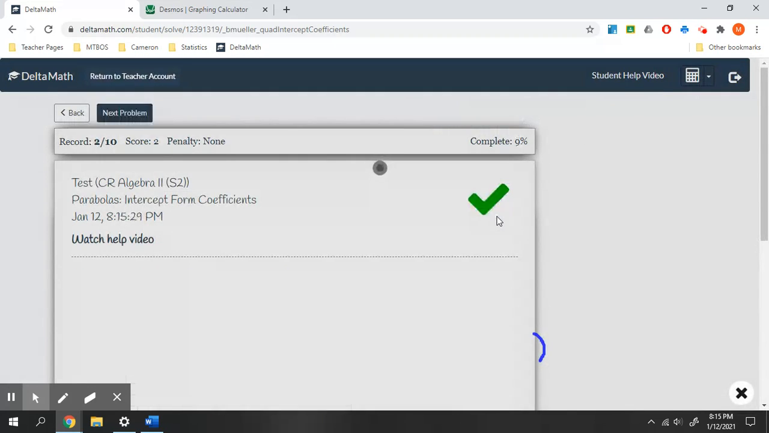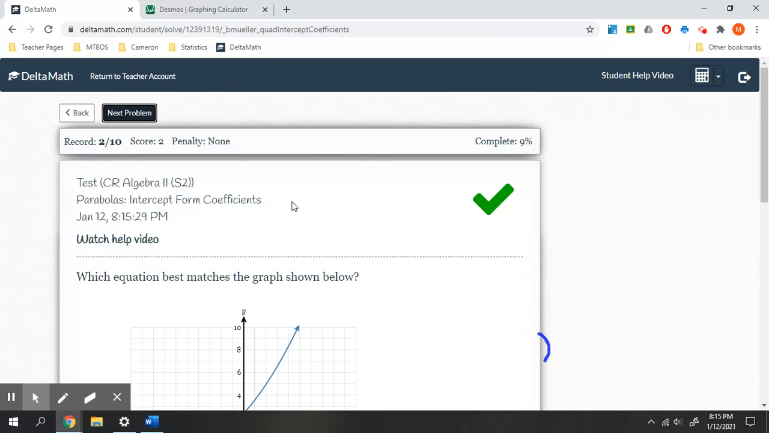All right, so you should be ready to attempt the intercept form coefficients.